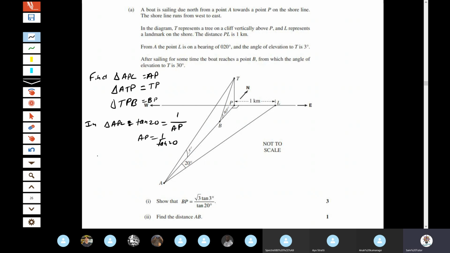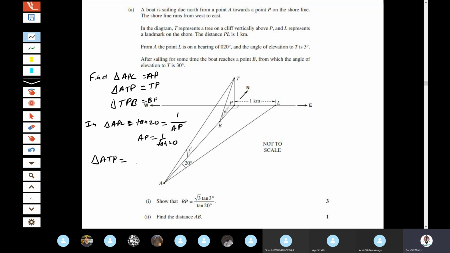In triangle ATP, the one that's elevated, you'll do tan again. Tan 3 equals TP on AP. Why did I choose AP? Because obviously I could see it's a common side for the triangle at the bottom and the triangle that's elevated. And then TP is the side I need to be able to use to find BP. You're not going to be able to get TB out right now, so I knew it was going to be TP.